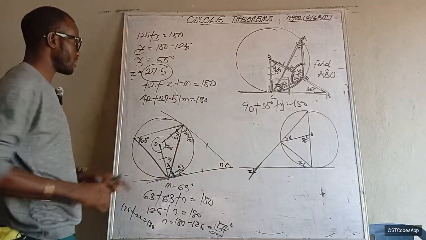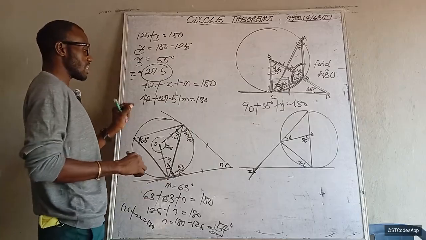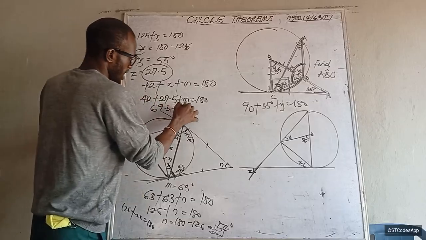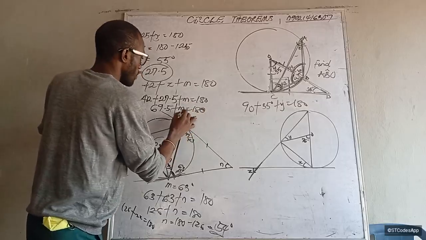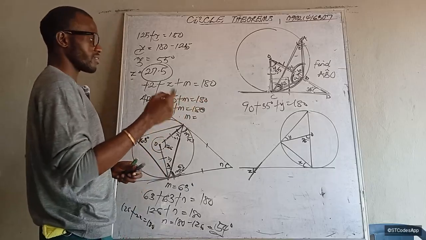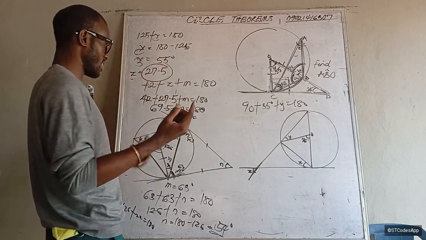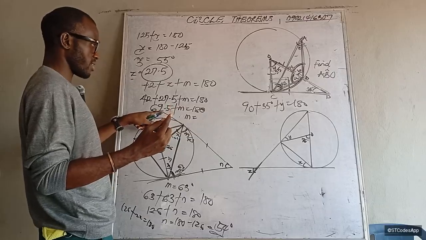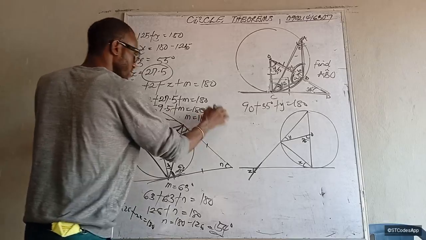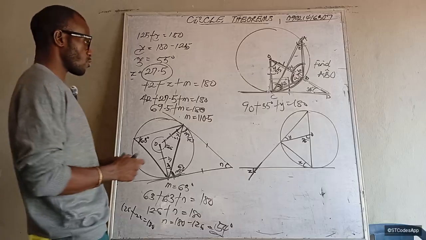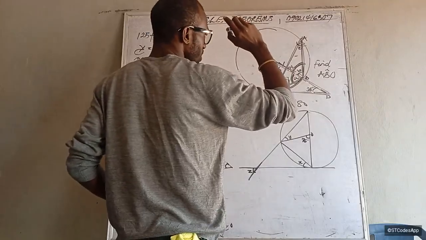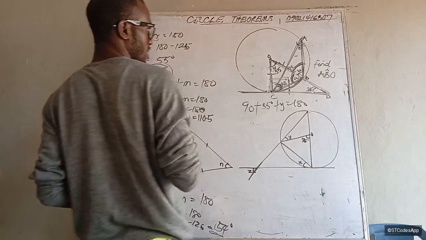I'm sorry, my voice is bad. So this plus this is 69.5. 69.5 plus M is equal to 180. So M will be equal to 180 minus 69.5. 180 minus 70 is 110, then plus 0.5, that will be 110.5. So M is 110.5.